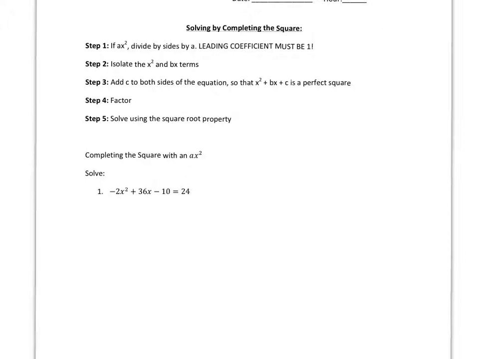Step 2, isolate the x squared and bx terms. Step 3, add c to both sides of the equation so that x squared plus bx plus c is a perfect square. And do you recall how to figure out c? Yeah, you take half of b and you square it to figure out what c should be. Step 4, factor, and this should be an easy method because you should know what that perfect square trinomial factors into. And then step 5, solve by using the square root property.